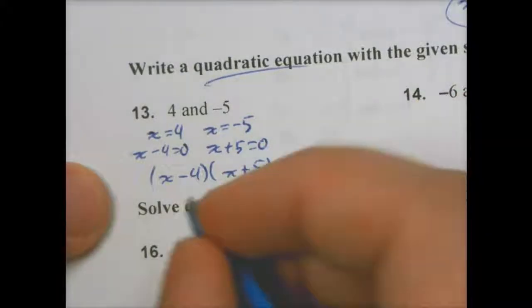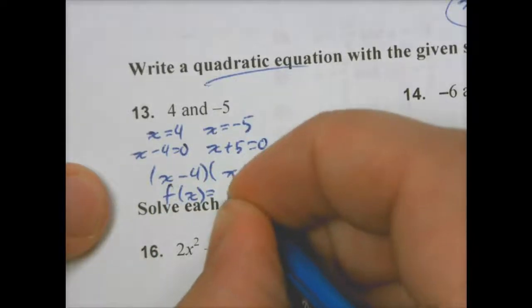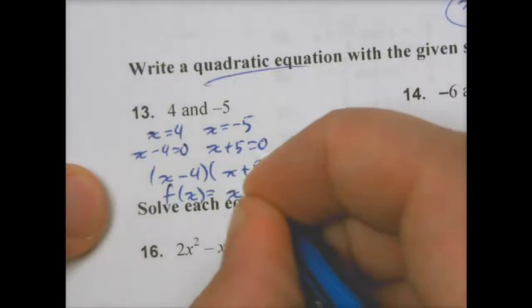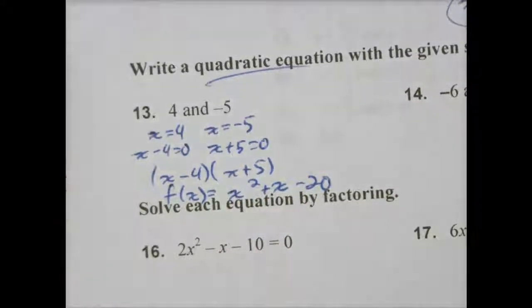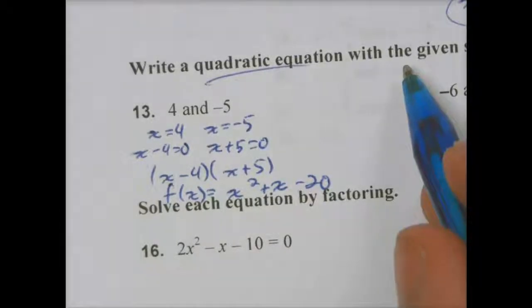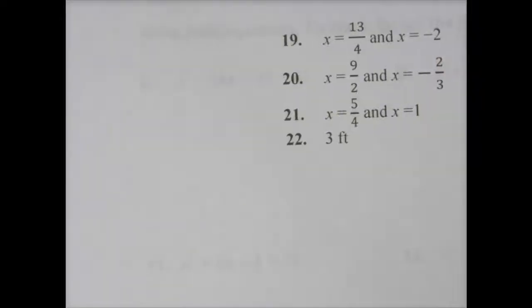So then if I multiply this out, I can come out with the quadratic equation, if it's asking for standard form, as x squared plus x minus 20 when I multiply all that out. Notice this one isn't saying standard form, so you don't have to. I don't know if the key wants you to do it.